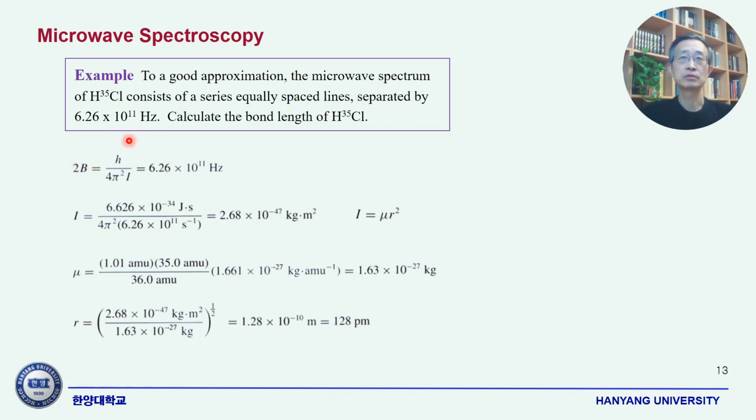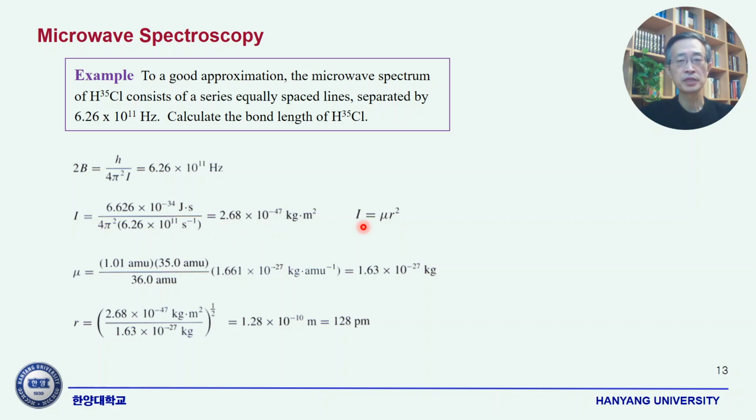So 2B, you remember that, is h over 4 pi squared I, in Hertz, where I is the moment of inertia. So the moment of inertia is obtained as h over 4 pi squared times 2B. And this is what you have for the moment of inertia.